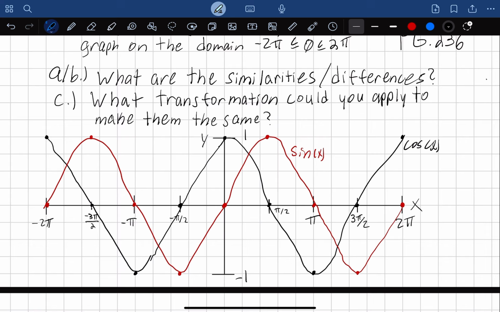As for what kind of transformation could you apply to make them the same, as you can see, we can do a pretty simple horizontal phase shift by a value of pi over 2. So if we were to turn the cos graph into the sine graph, it would be a phase shift of pi over 2 to the right, and then the opposite to turn sine into cos, or go pi over 2 to the left. And that's all for this one.